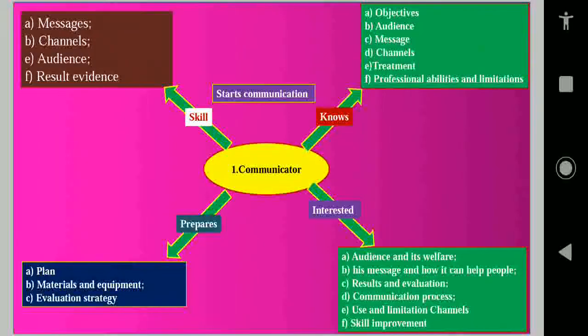Then come to the characteristics. Then come to detail in characteristics of the communicator. Okay. The communicator should have skill in message.